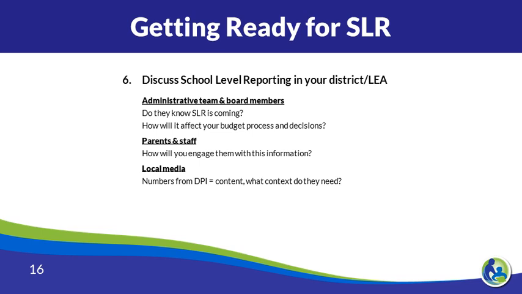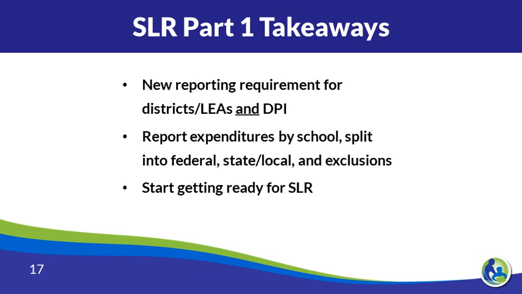Your local media will often take information from DPI or other state agencies and use those to generate content. What context can you provide for those numbers to make sense in your community? So, our main takeaways for school-level reporting Part 1 are: this is a new reporting requirement for districts and LEAs and for DPI, who will be reporting expenditures by school split into federal, state, local, and exclusion types. And now is the time for districts and LEAs to start getting ready for school-level reporting.